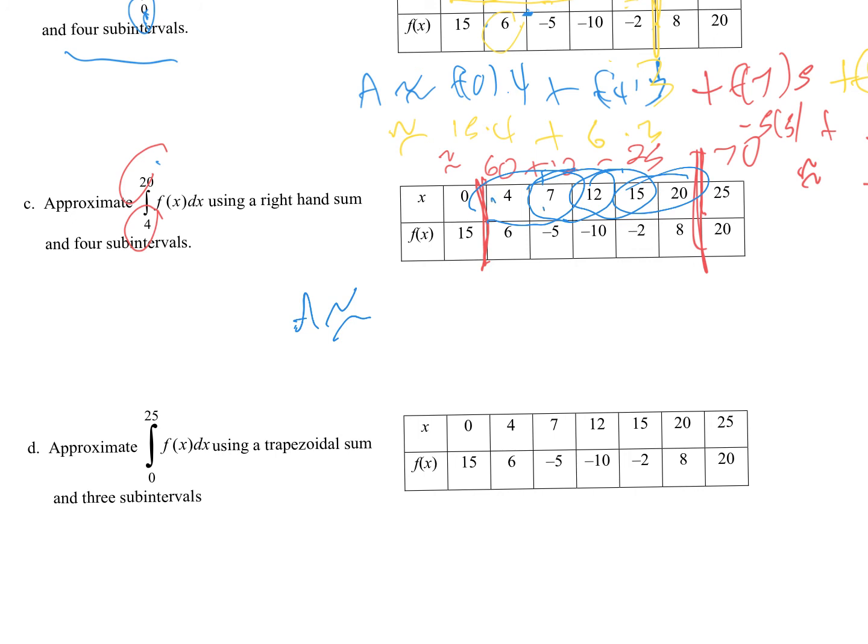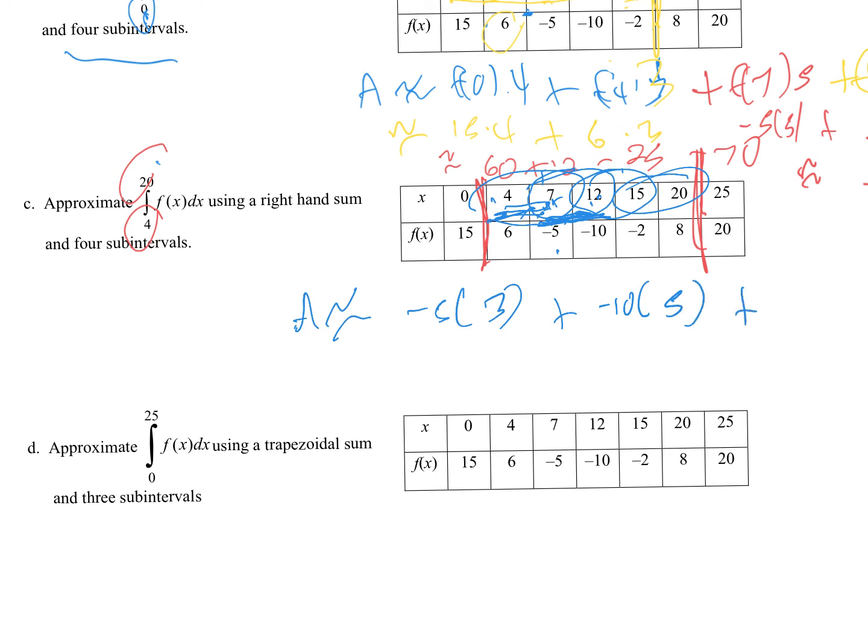So from 4 to 7, I need f of 7. F of 7 is a negative 5. The distance between 4 and 7 is 3. Plus, now the next one, that was 5 to 7. Now I'm at 7 to 12. So the right side is off the 12. That would be a negative 10. That distance between 7 and 12 is 5.